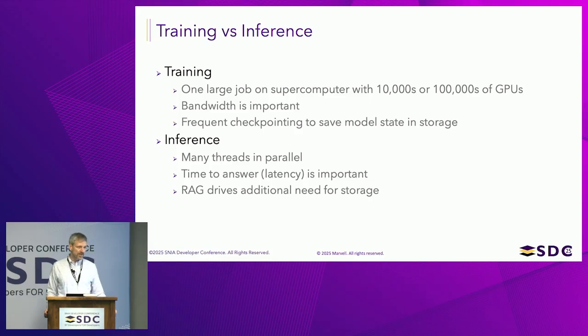Inference is very different, especially when we talk about inference in the cloud. Think about millions of users asking a tool out there, be it from OpenAI or Google or Meta or other providers. You have millions of users asking questions, so you have really millions of threads running in parallel. Here, the key parameter is time to answer, so latency is very important. And then, as I said, retrieval augmented generation schemes are also used here. So here we are talking about large vectorized data sets, and that drives additional need for storage.